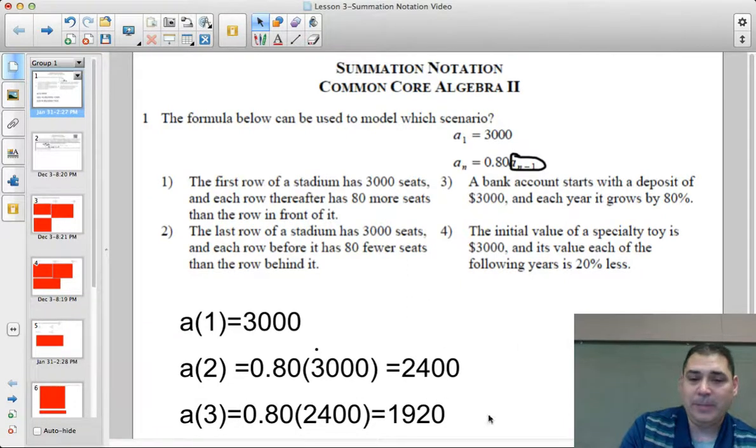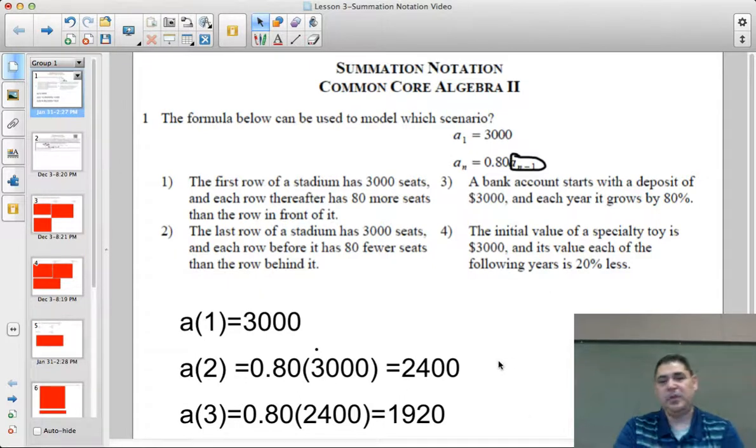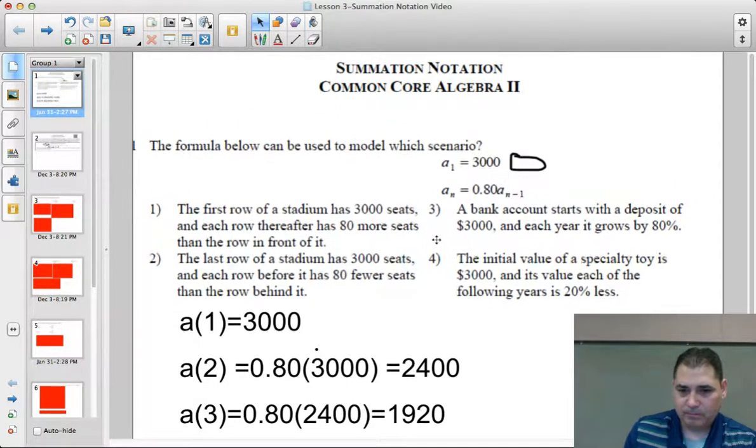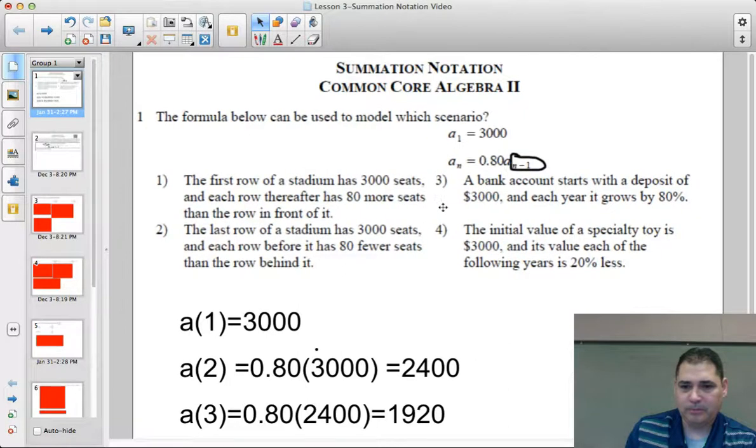You can keep on going and generate as many terms of the sequence as you want. This is called a geometric sequence, because you're multiplying by a number to get to the next number. If you want to pause and try to go through it again, you can do that. And the answer is choice 4.